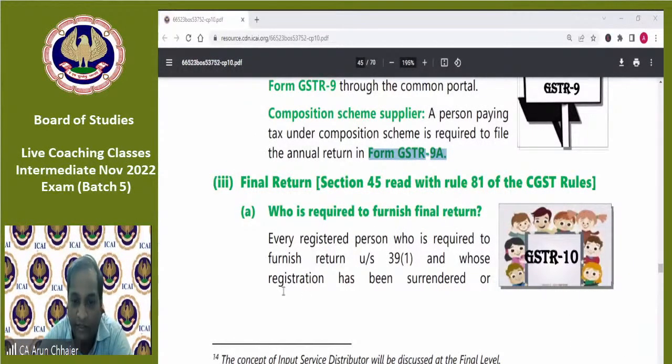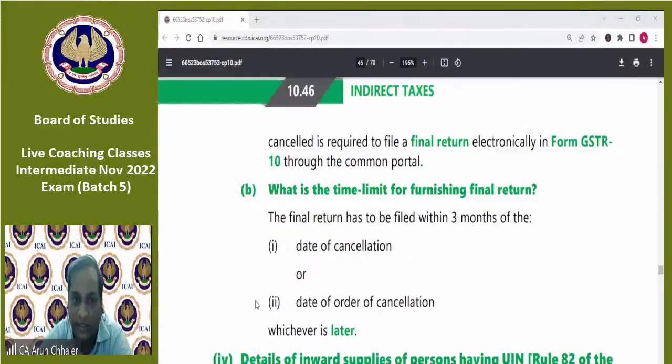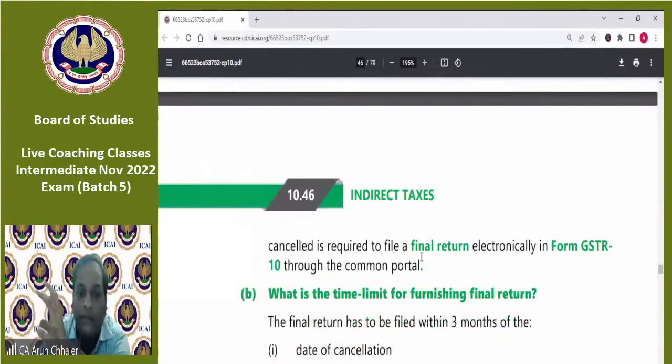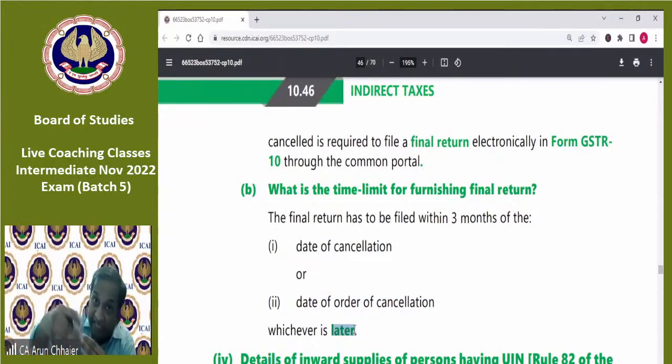Who is required to file the final return? Every registered person whose registration has been surrendered or cancelled is required to file it. So what is the final return? Section 45 talks about it: when registration is surrendered or cancelled, then he needs to furnish the final return within 3 months. From which date? Either date of cancellation or date of order, whichever is later. From that date, within 3 months, I need to furnish the GSTR 10. Otherwise, 200 rupees per day late fees.